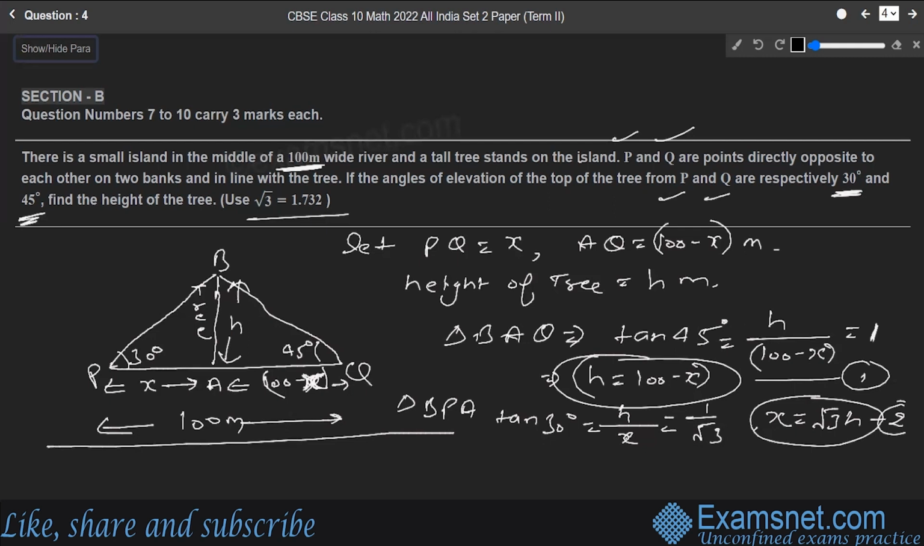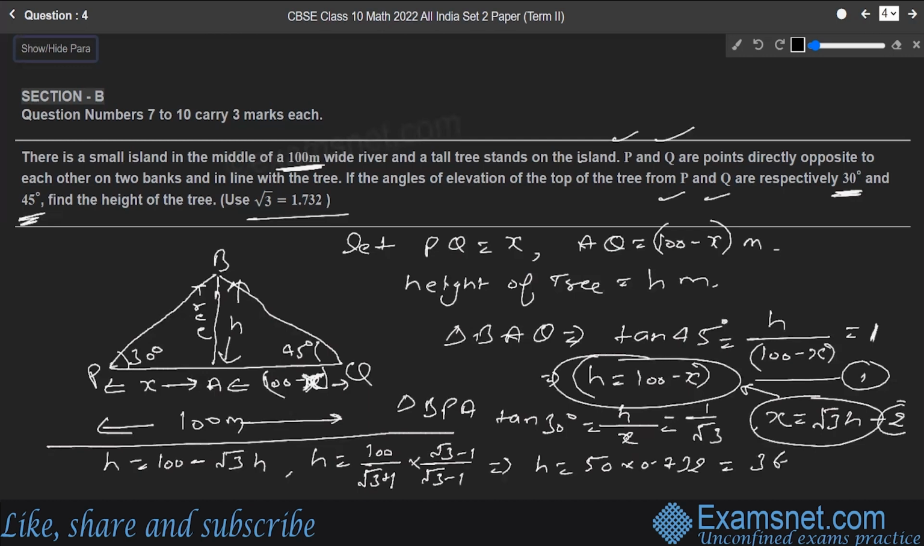Okay, let's put the value of X from equation number 2 into equation number 1. So we're going to get h is equal to 100 minus the X value from equation number 2, which is root 3 h. So we can calculate h as 100 over root 3 plus 1, and we can conjugate this so that we can remove the under root part from the denominator. If we conjugate this, ultimately h comes out to be 50 into 0.732, that is nothing but 36.6 meter. That is the ultimate h value, 36.6 meter, and that is the right answer. That is the height of the tree.